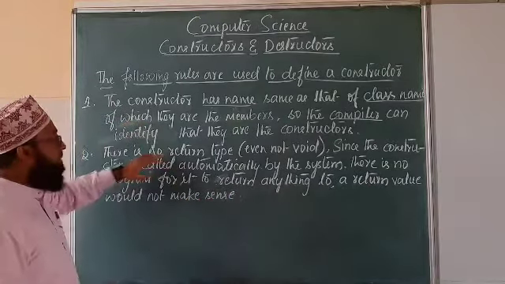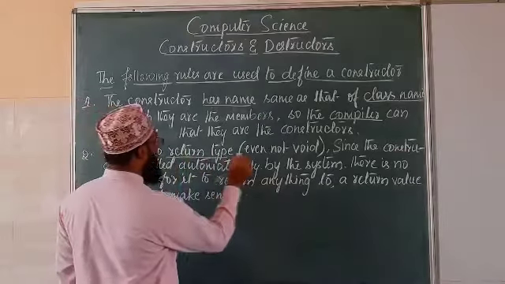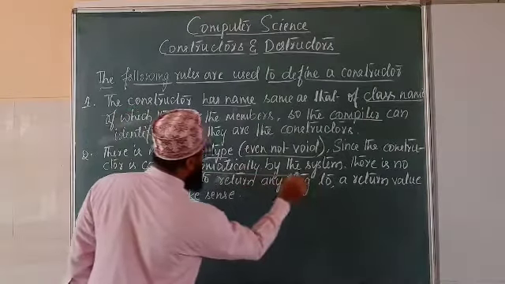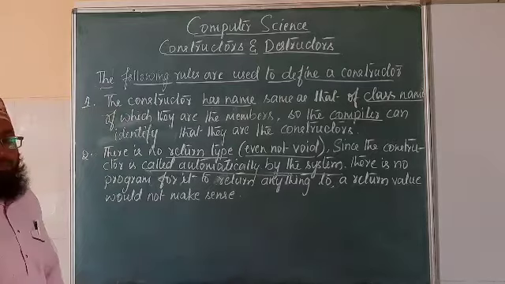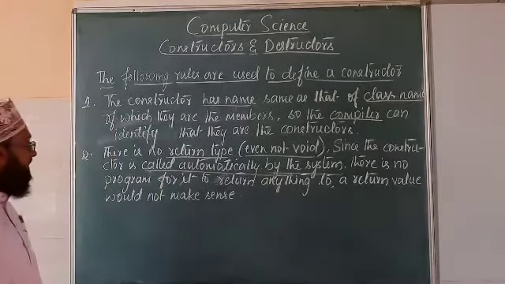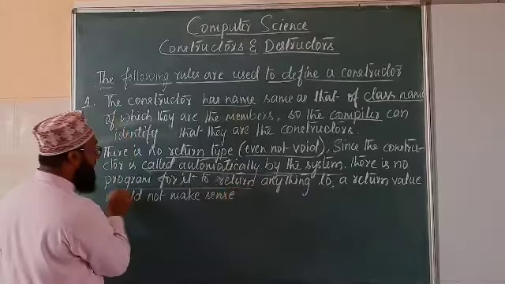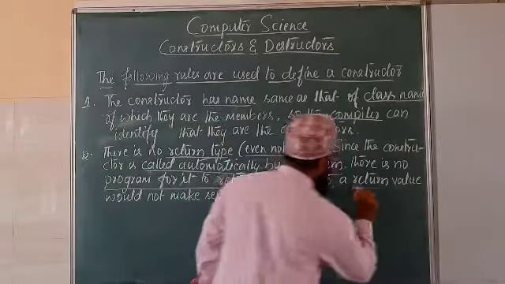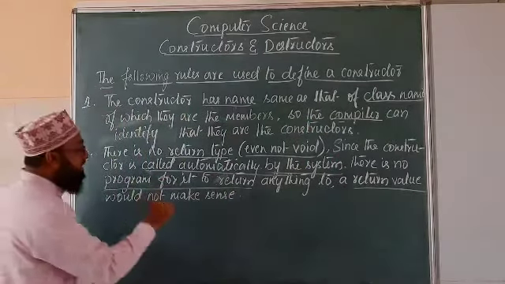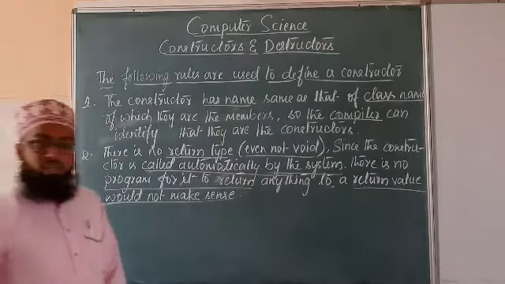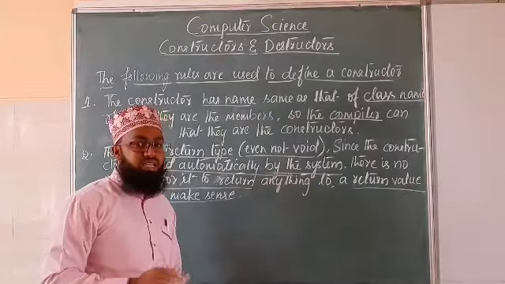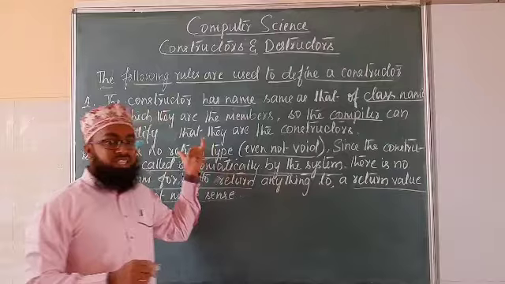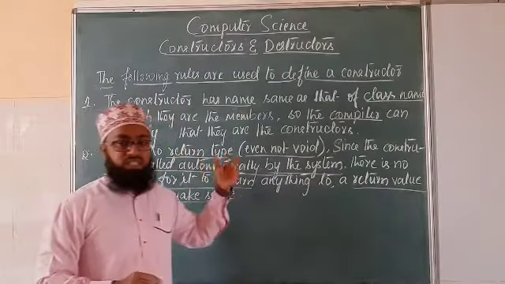Okay, see, return type should not be used, even void also, because the constructor is called automatically by the system. Because the constructor does not have any program to return anything to the computer, and also the return value does not make any sense with the constructor. So for all these reasons, return type should not be used with the constructor, just like void.